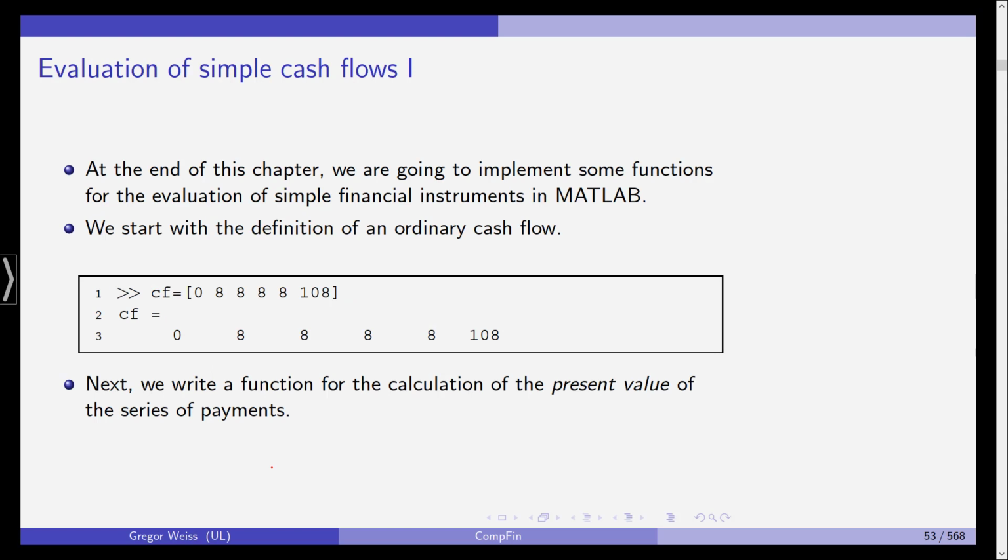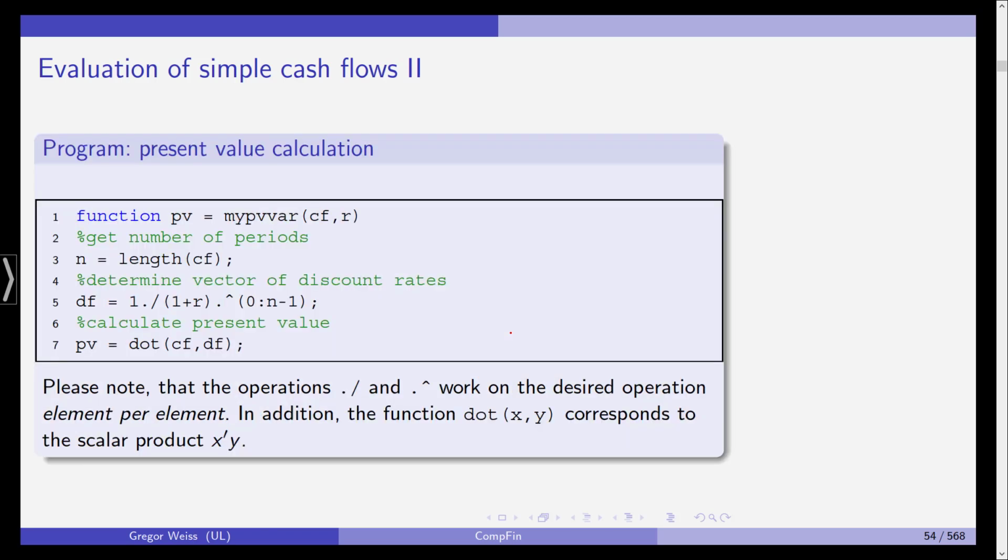So we start with an ordinary cash flow of a coupon bond, and it's given by 0, 8, 8, 8, 8, 108. So very simple cash flow, and we don't know the price yet, so this is 0. After one period, we get 8 interest, 8, 8, 8, and then we are being paid back the 100 notional and 8 interest. And we want to calculate the present value of the series of payments.